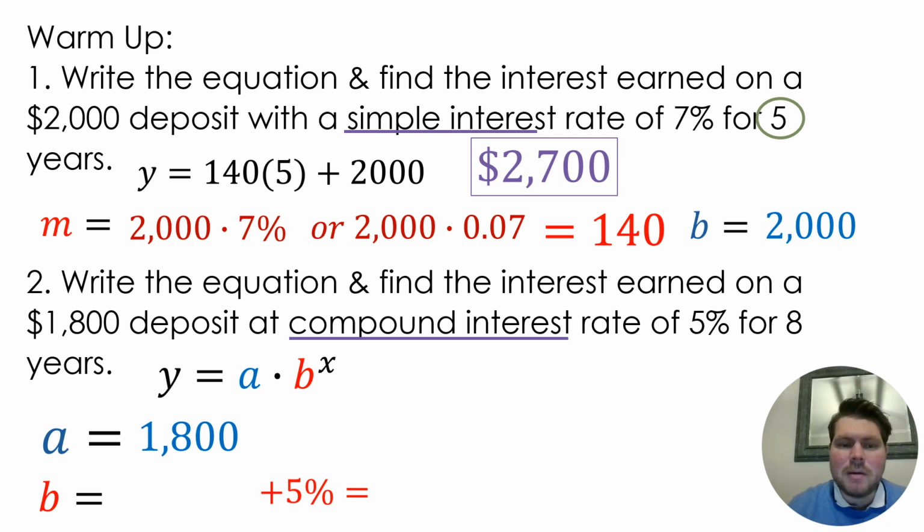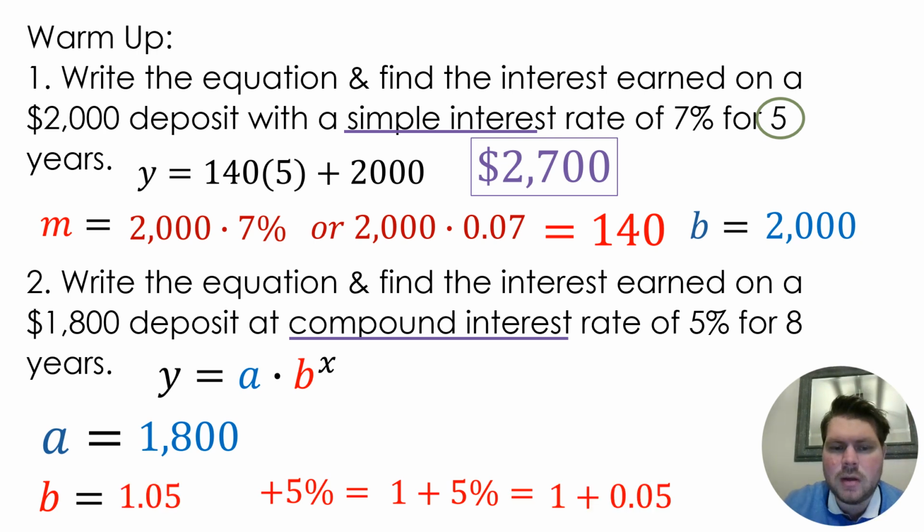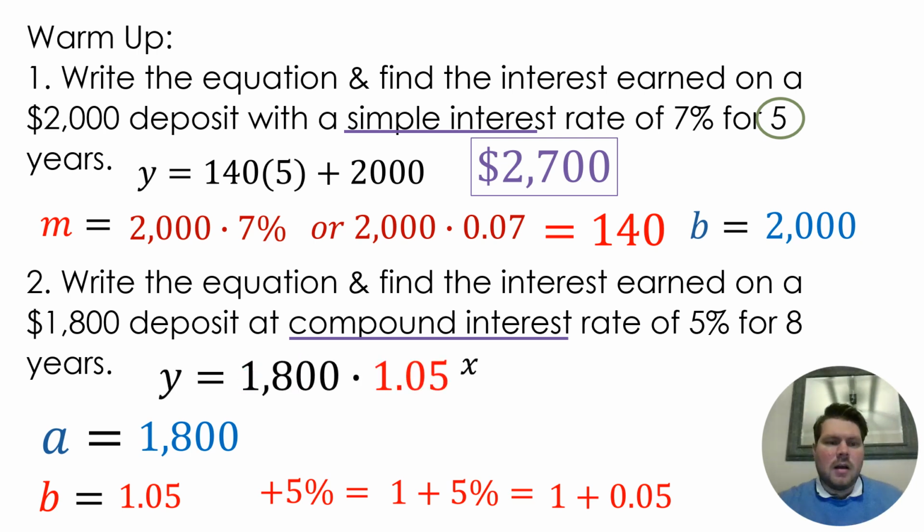If it's going up by 5%, you might remember from earlier in our lessons, you're going to do 1 plus 5%, and that'll tell you 5% more than 1 times that number. So that would give you 1.05. So your formula would look something like this.